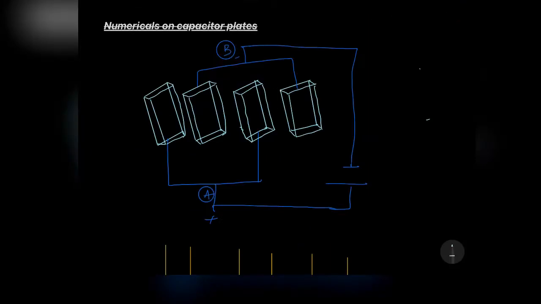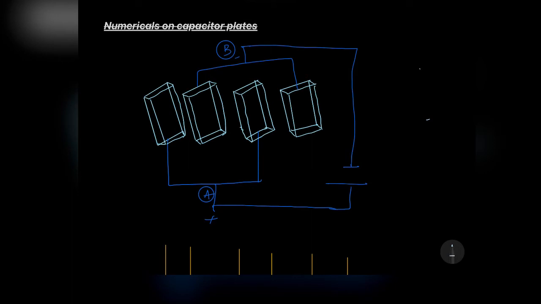Today we are going to start some numericals. We'll discuss some numericals on capacitor plates. Today we'll specifically discuss, if the plates are adjacent to each other, how to solve these numericals. What are the tips? What are the shortcuts? What are the methods to solve the capacitors of adjacent plates?